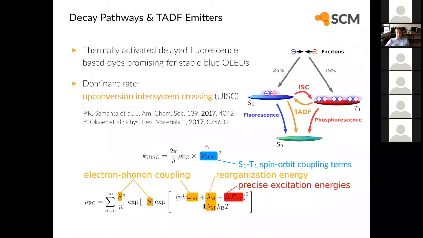So, again, a lot of different coupling terms matter here, say the spin-orbit coupling. And then one basically uses a modified Marcus model to describe this intersystem crossing rate. And what also matters, obviously, is a precise description of the energy difference between these two excited states. That's here the red term.